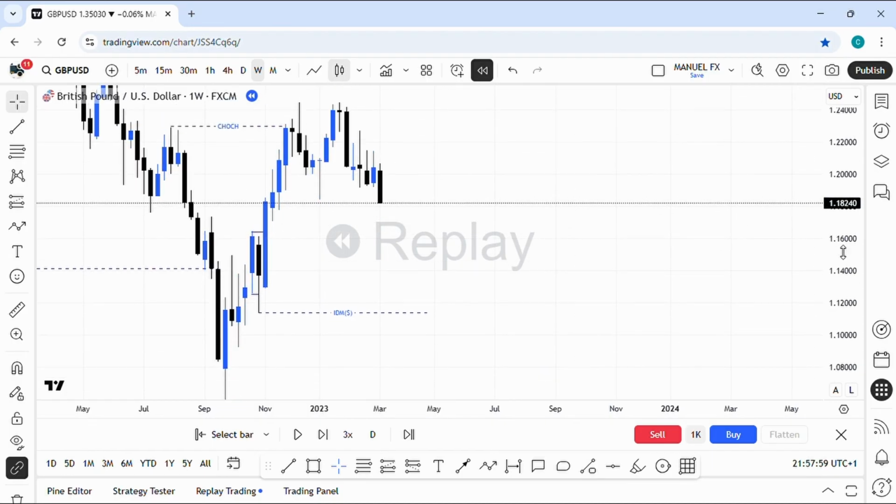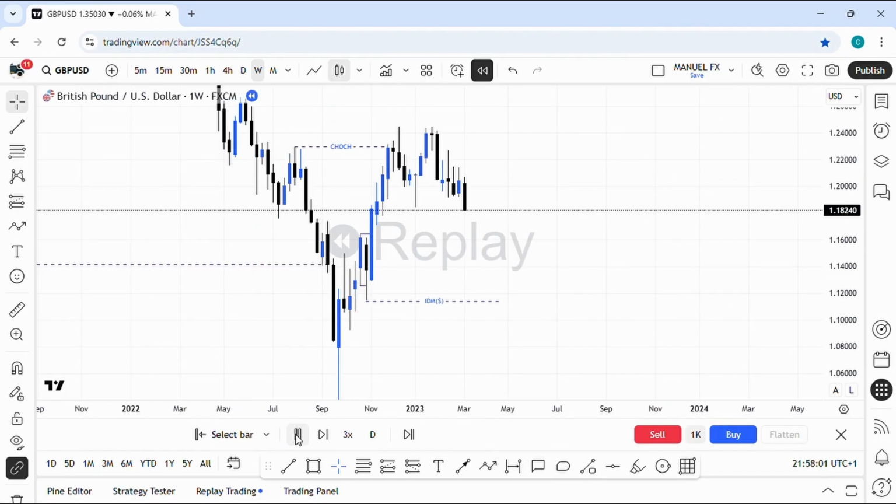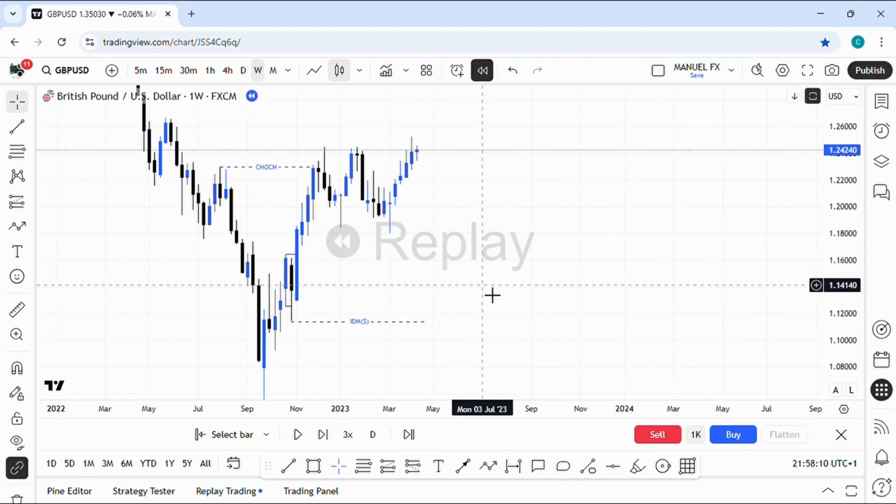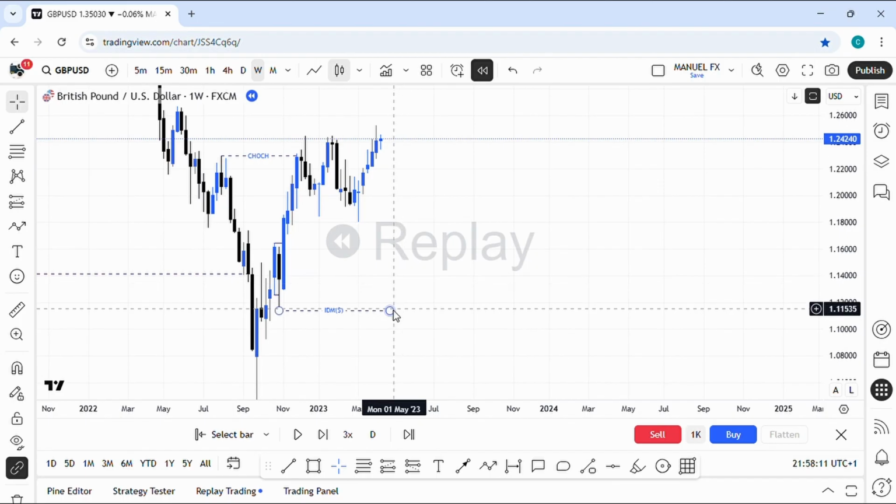Okay, let's see if price is going to take out the inducement. Take this out, take this out. Come on, come back down and take it out. See, price did not do that. It did not come back down to take out this inducement. What price did was to retrace.